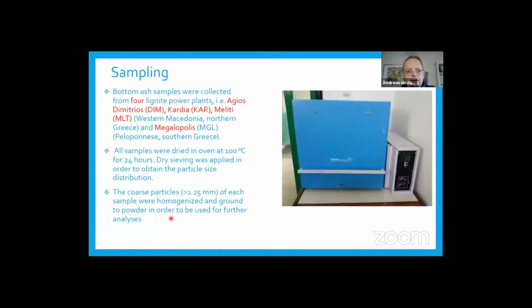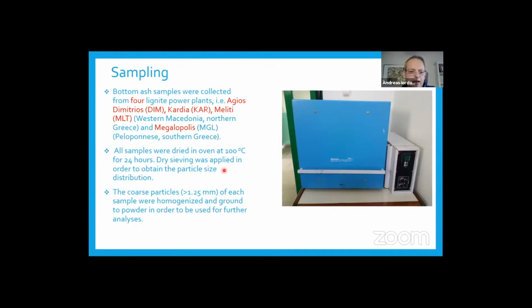Going now to the sampling, we collected 4 biomass samples from 4 lignite power plants: Iordanidis, Kardia, and Meliti. These 3 are situated in our region, in Western Macedonia, northern Greece, and another sample from southern Greece, from the Peloponnese area, the Megalopolis. So we have 4 power plants in Greece. We collected the biomass samples from these power plants. Of course, this is the processing of the power plants.